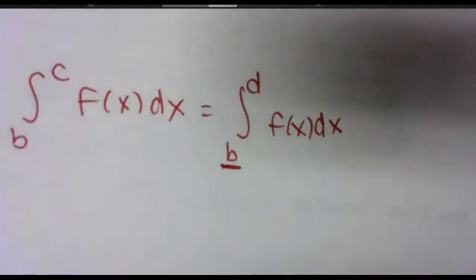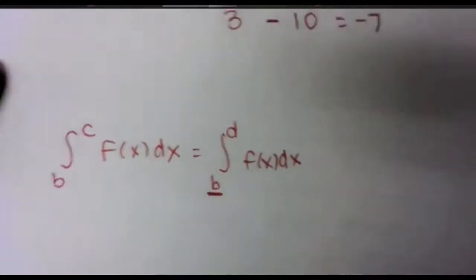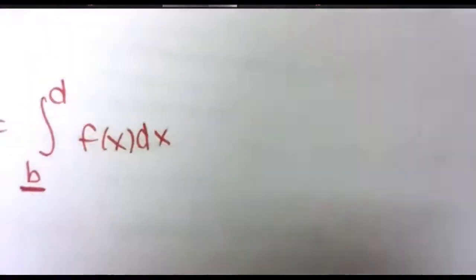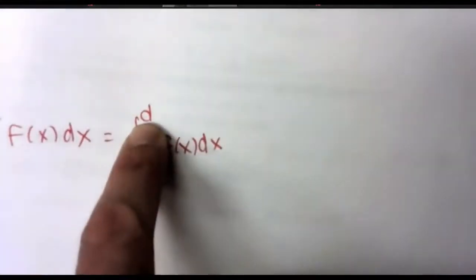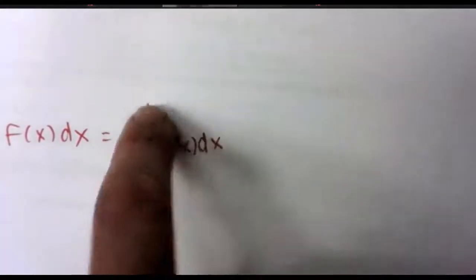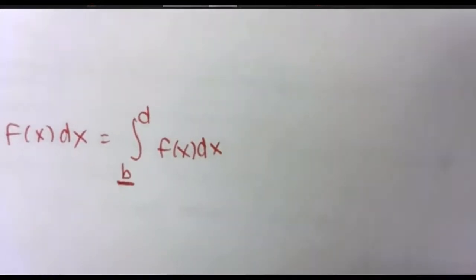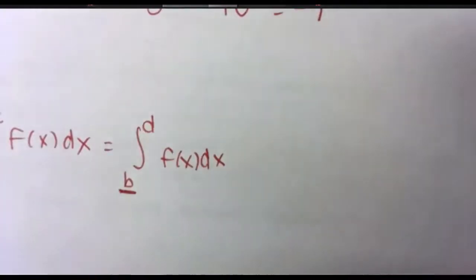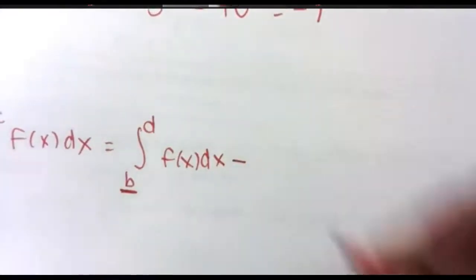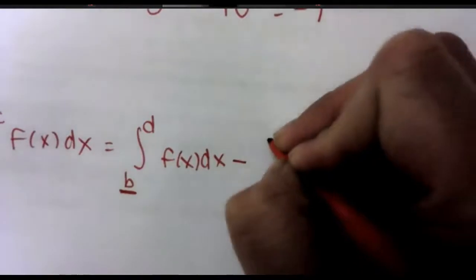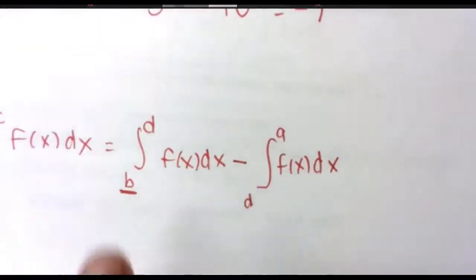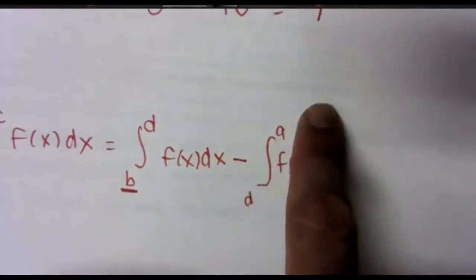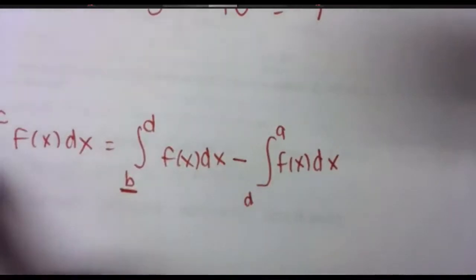Does that make sense? So that's the first one I'm going to pick. And then I want to find a bound that has a D at the bottom, or a bound I can subtract to put a D at the bottom. So that's the next piece, which is A to D of f of x dx. So I'm going to subtract that so that it goes from D to A of f of x dx. So now my integral is going from B to A, but I need my integral to go from B to C.